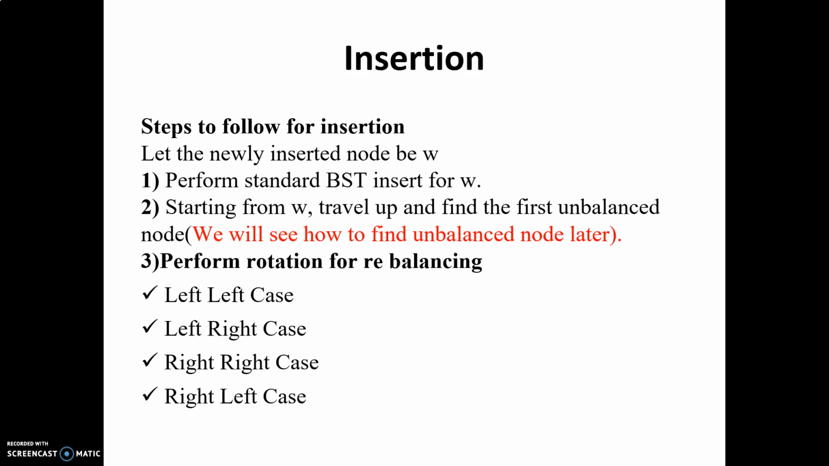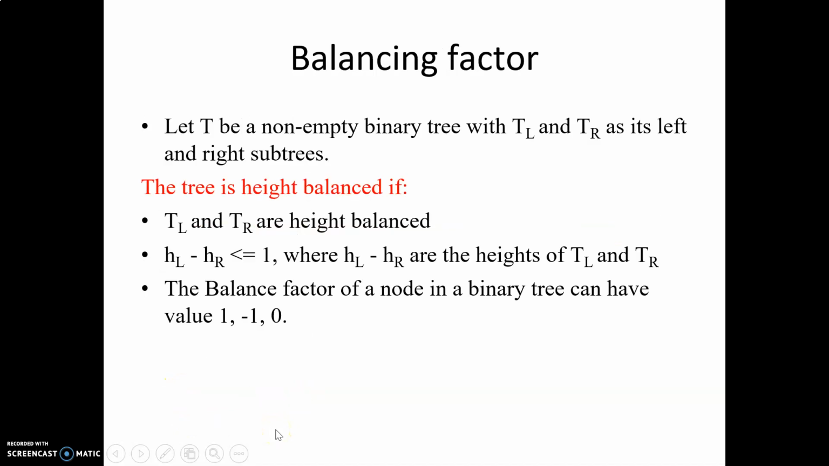How will we get to know that the tree is already balanced? When each node has a balancing factor of either 0, 1 or minus 1, then my tree is already balanced. If it is not balanced, then we are going to perform these 4 rotations: left left, left right, right right, right left rotations. So let's see what a balancing factor is. The balancing factor of each node is the height of left subtree minus the height of right subtree. It can be 1, minus 1, or 0.